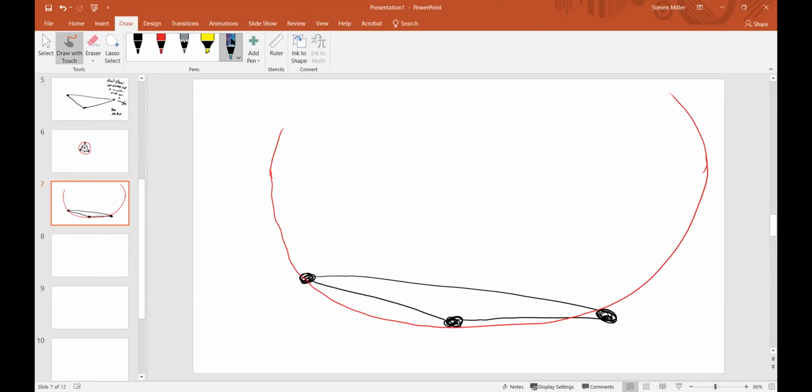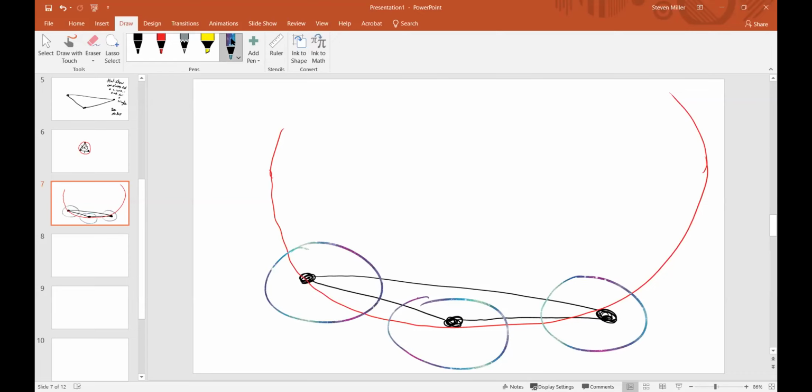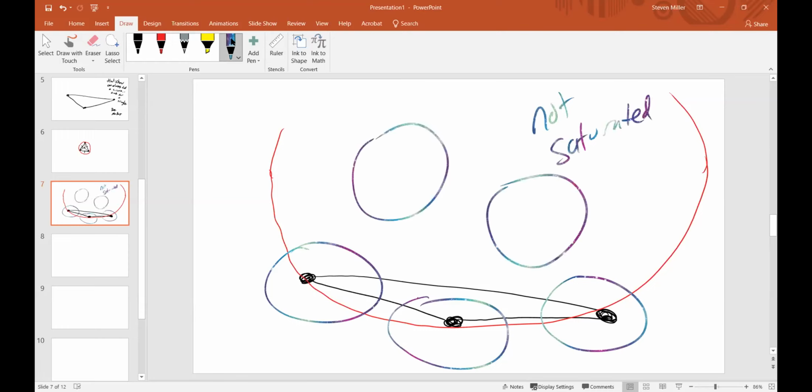Now, I can draw maybe my circle about this point, my circle about this point. Maybe those circles should have been a little bit larger, but whatever. It's not saturated. I can draw lots of circles in here. So I guess this is some kind of sparkly marker.